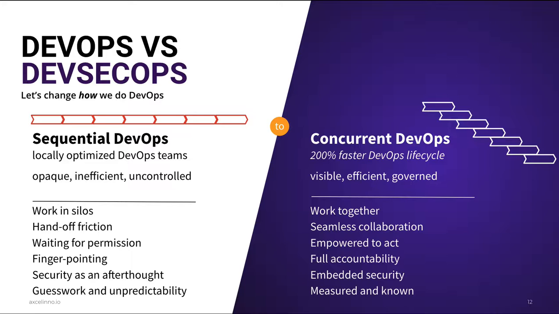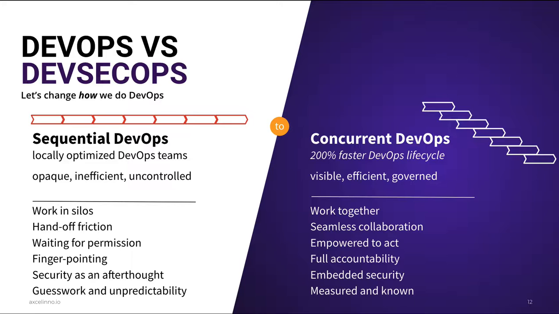And what we want to do is go from having sequential DevSecOps, which has a really localized, maybe optimized DevOps team, but really they start to operate together on their own, yet dev and ops are still kind of separated. We've seen this a number of times.